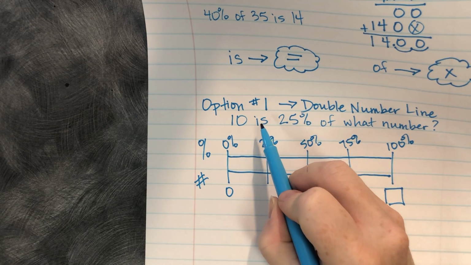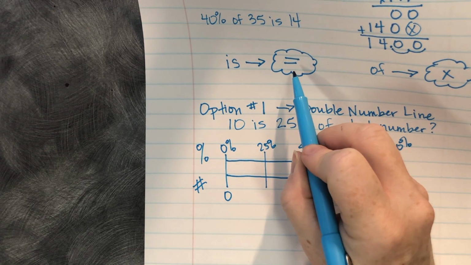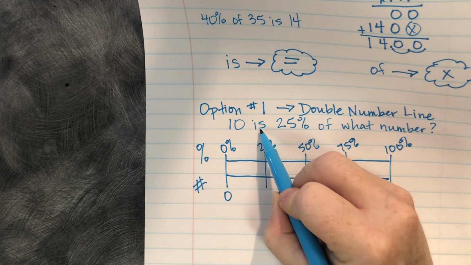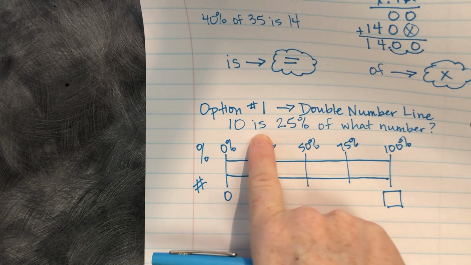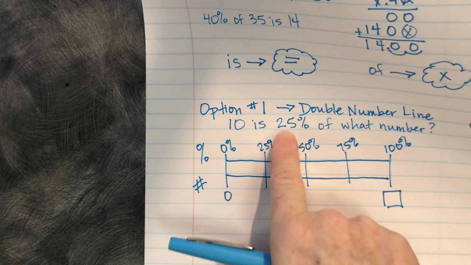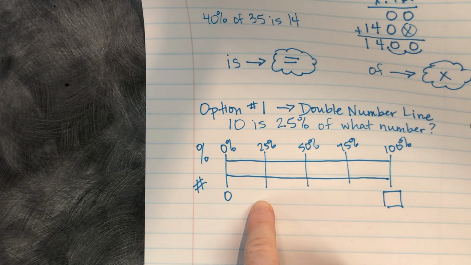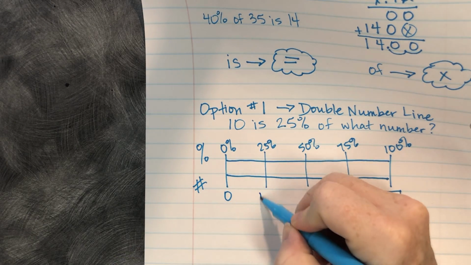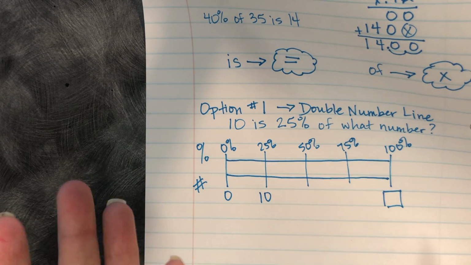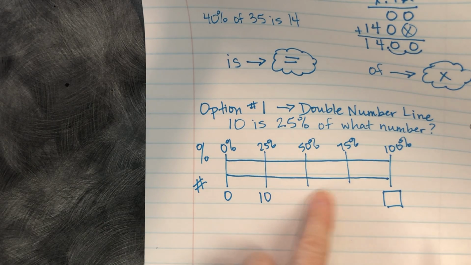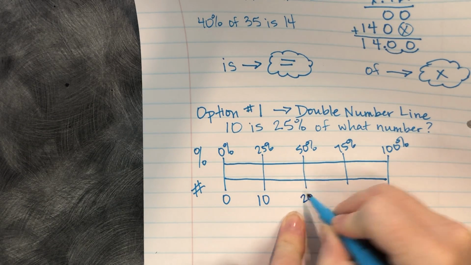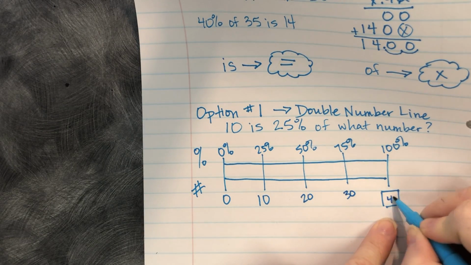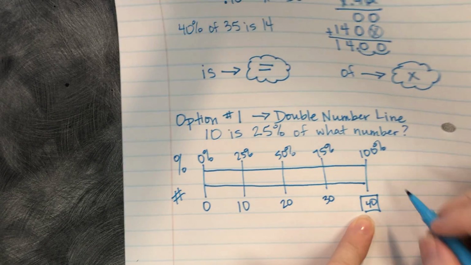Now here's the main part that I want you guys to pay attention to. Okay, we know that is means equals. Say that to yourself again. Is means equals. So when it says 10 is 25%, that means that right below 25%, I get to write the number 10. So now all we have to do is look down below and say, okay, how are we counting by? How am I counting right here? For my first chunk, I know I'm counting by tens. So let's keep it going. 20, 30, 40, and there's my answer.